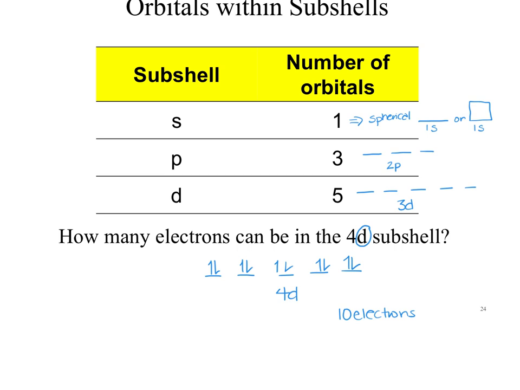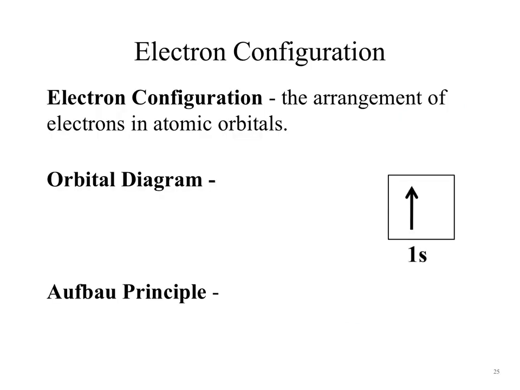Now let's look at how we can arrange all of the electrons into these atomic orbitals for individual atoms. When we do this, it's called an electron configuration. And this is just the arrangement of electrons into those atomic orbitals. There's a couple ways to do this. One of the ways is an orbital diagram, where the orbitals are shown as lines or boxes, and the electrons are shown as arrows.